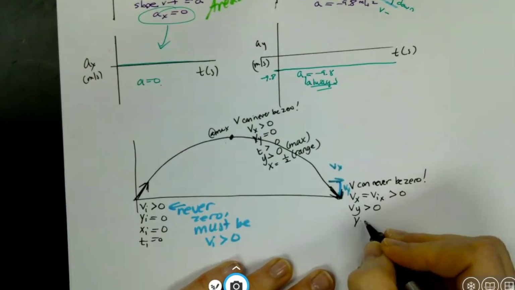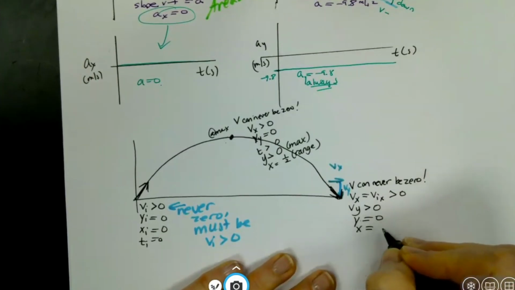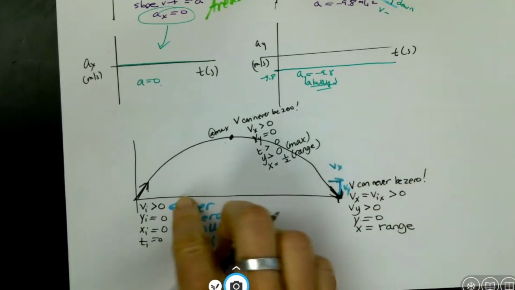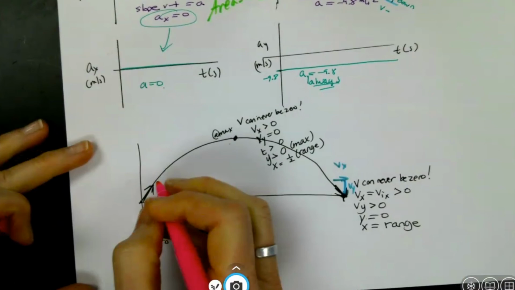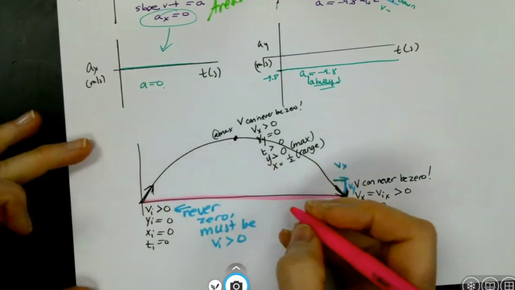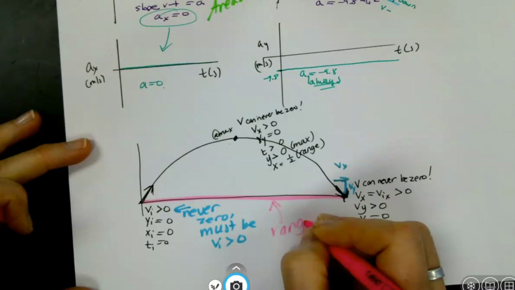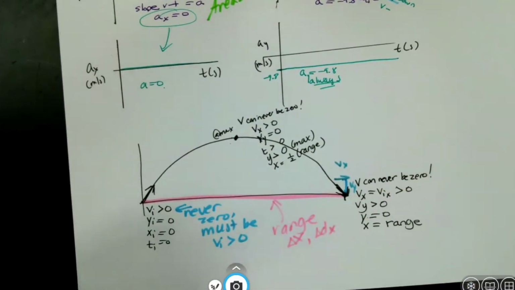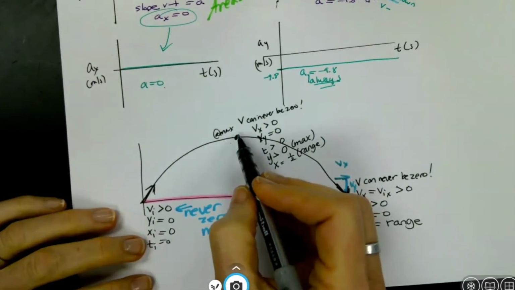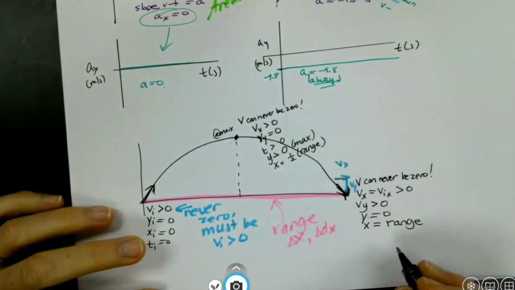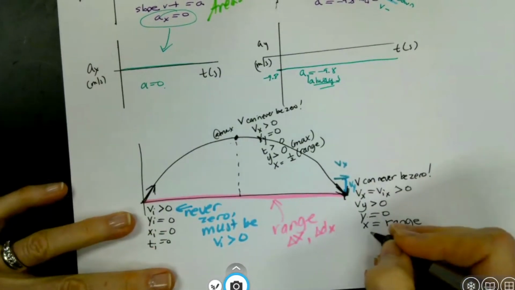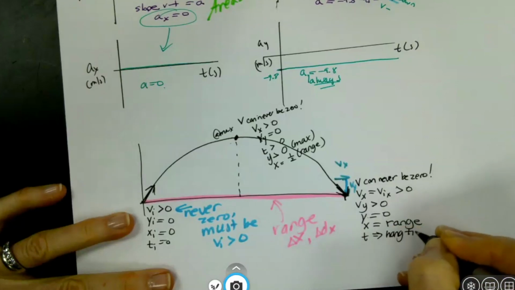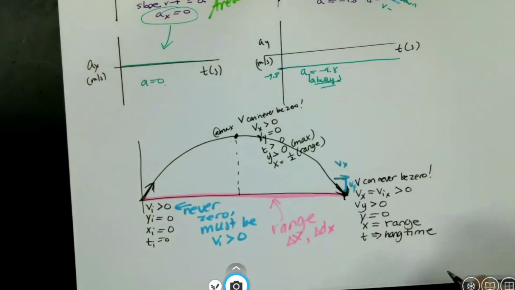Your Y position is back at 0. Your X position, it's called range, right? Your total X distance from here to here. There's a lot of symbols for this, but the name is called range. You can use delta X or dx, either one, okay? And this is going to be halfway. Then, what else? And then T is your friend. This is called your hang time, right before it hits the ground.